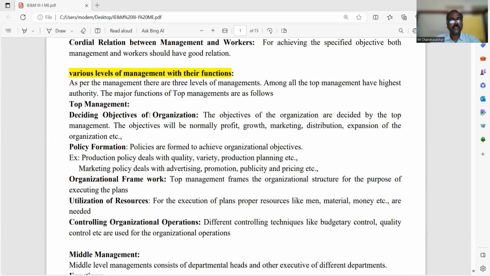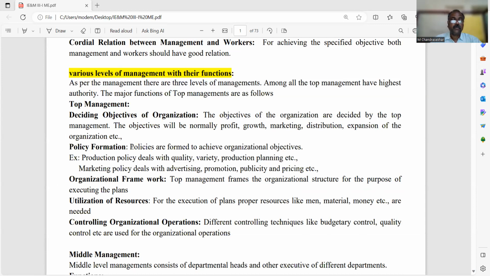The top management has the following functions: deciding the objectives of the organization, policy formation, organizational framework, utilization of resources, controlling organizational operations. Coming to the first one, deciding the objectives of the organization. The objectives of the organization are decided by the top management. The objectives will normally be profit, growth, marketing, distribution, expansion of the organization, etc.